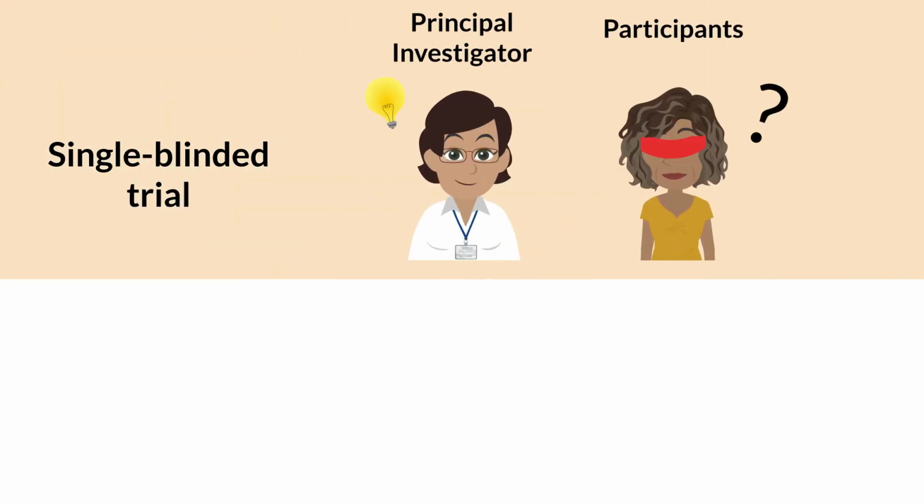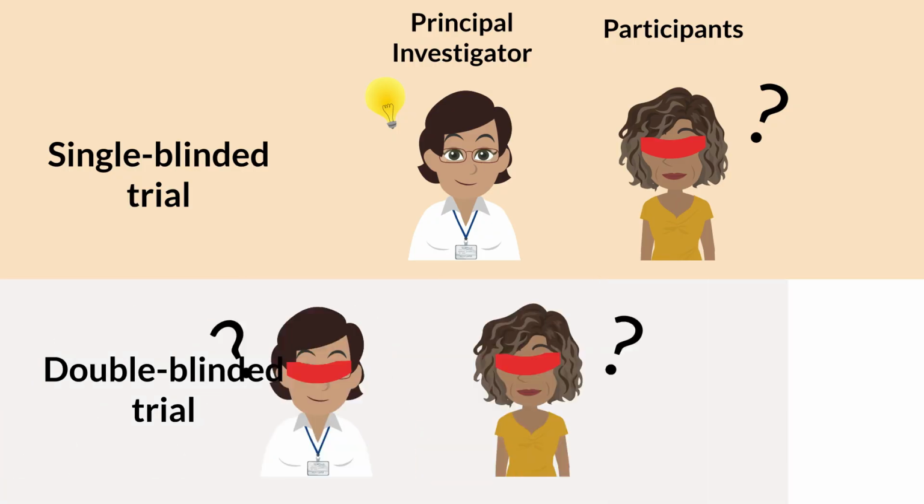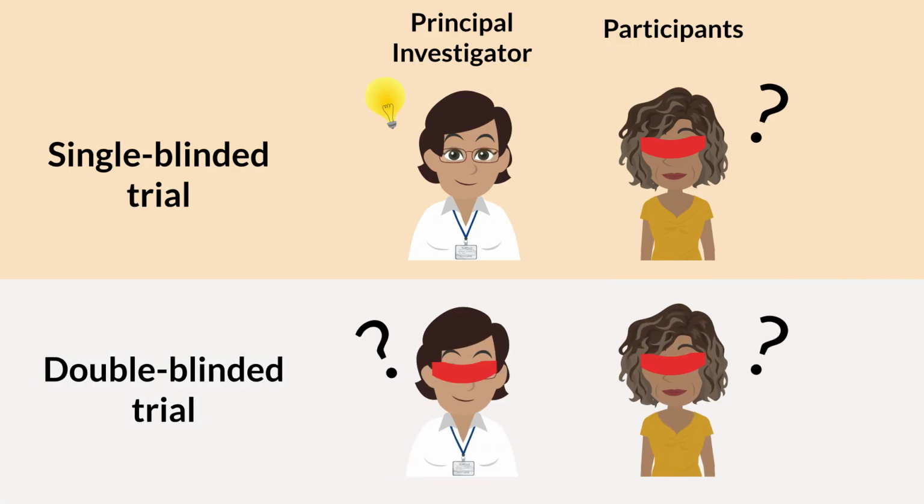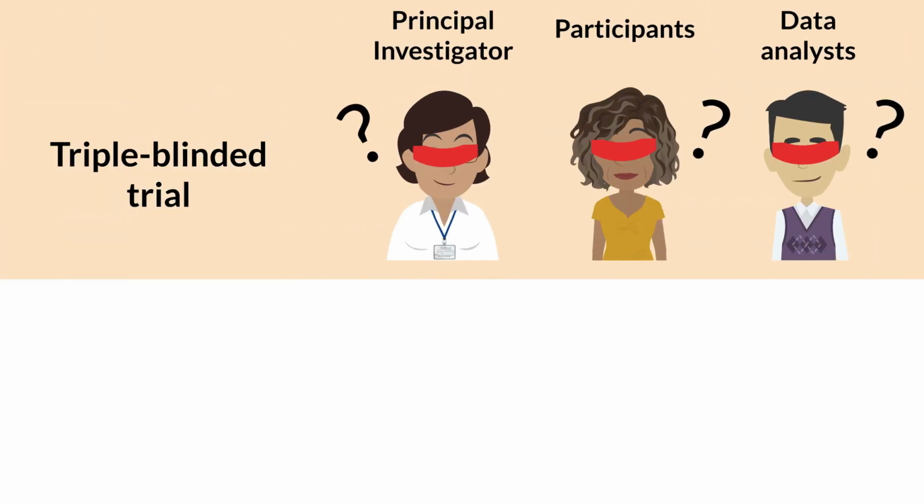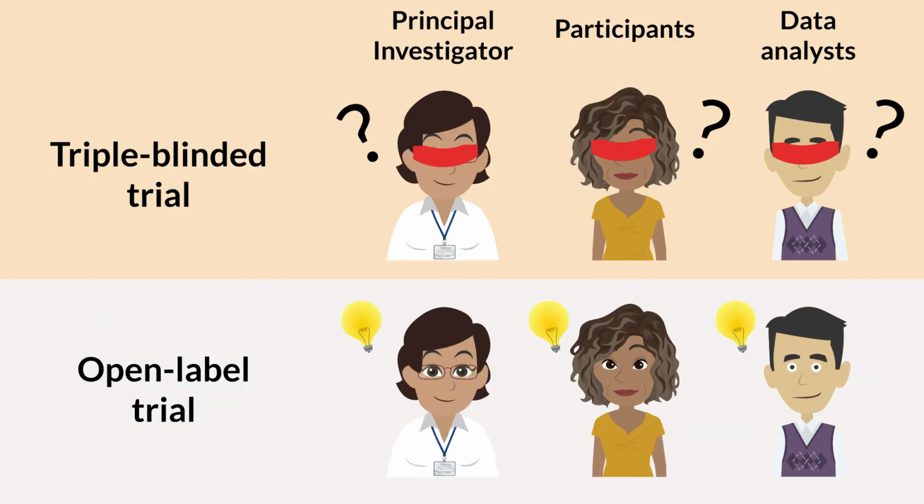In a single-blinded trial, typically the participant does not know to which group they belong. In a double-blinded trial, often both the participant and you, the PI, do not know the group assignment. In a triple-blinded trial, most commonly the participants, PI, and data analysts are all blinded. In an open-label trial, no blinding is used, and all parties are aware of the treatment groups.